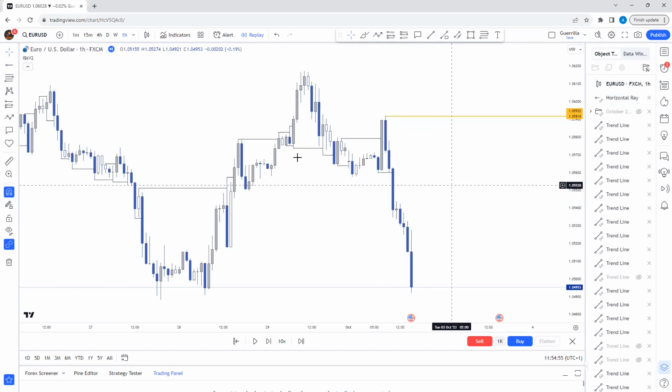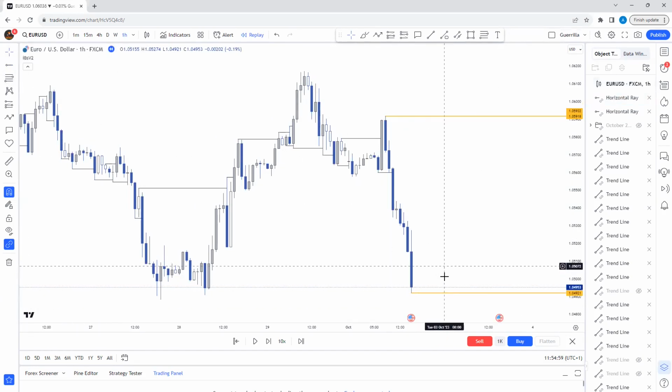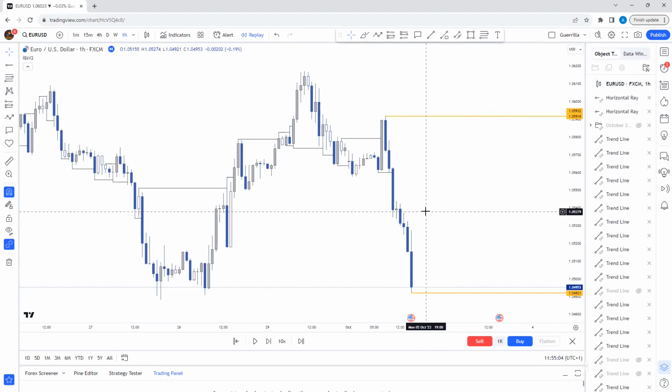And actually, just for the moment, I'm going to put in my horizontal rays, as this is what I usually have in the live market to help me identify our most recent low and our most recent high. And just a very quick note on our most recent low and most recent high, if you're not aware of how to find them.